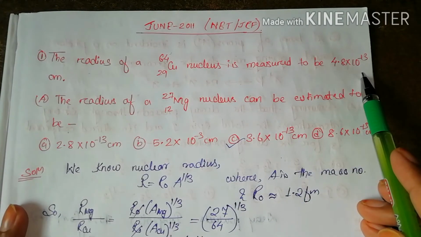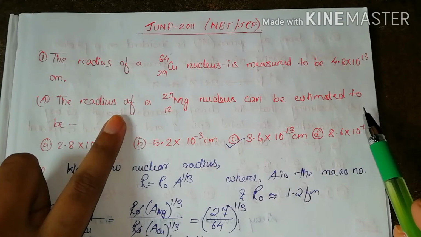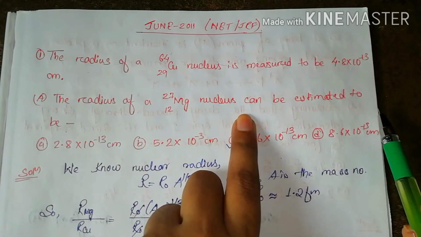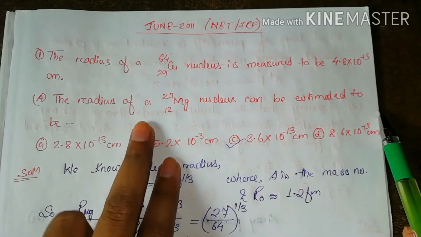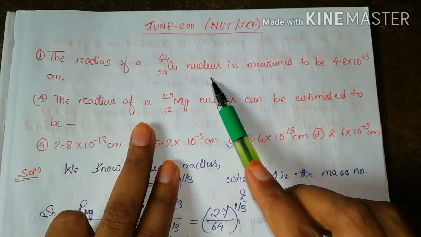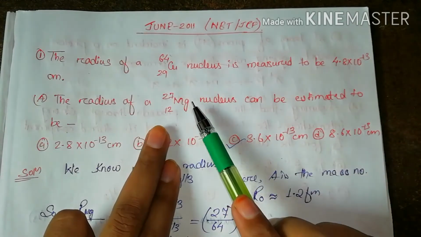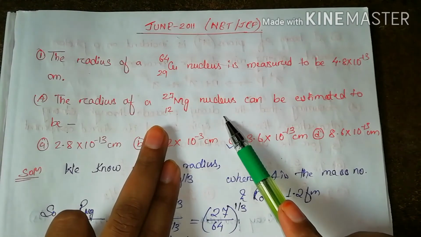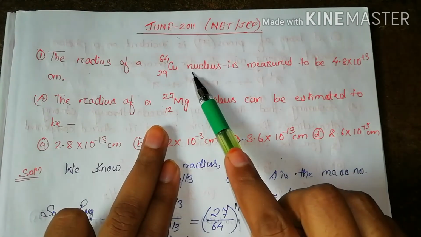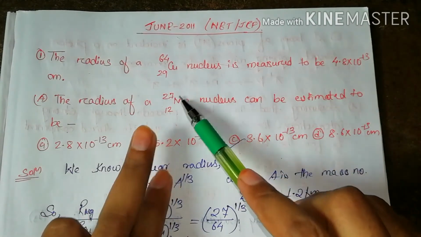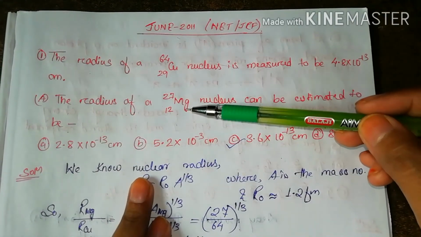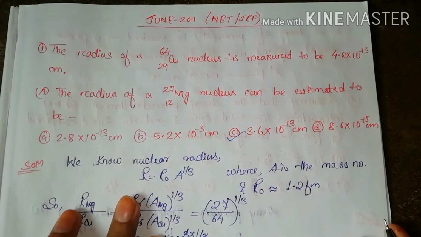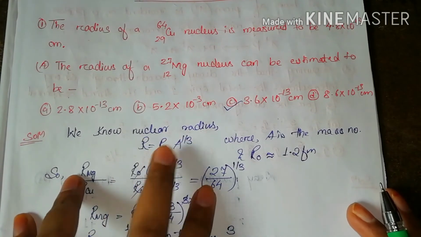into 10 to the power minus 13 centimeter, and the radius of magnesium 12, 27 nucleus can be estimated to be, means here we are having the radius of this nucleus copper and we are asked to find the radius of this nucleus magnesium. So whenever we have the radius of one nucleus and the mass number of both the nucleus is given, then we can find the radius of the other nucleus by using the formula for nuclear radius.